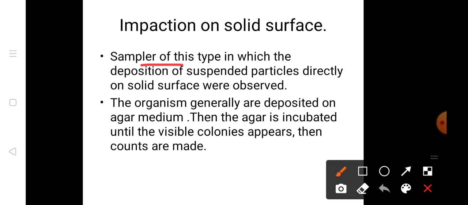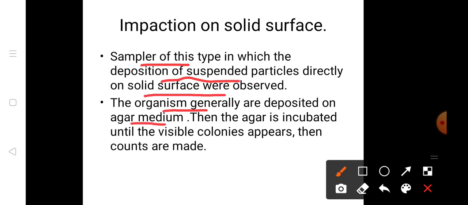In samplers of this type, the suspended particles are deposited directly onto solid surfaces. Whatever air is coming in will impinge directly onto the solid surfaces. The organisms are generally deposited onto the agar medium.